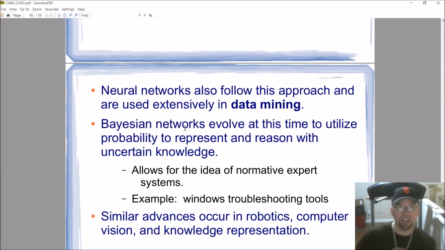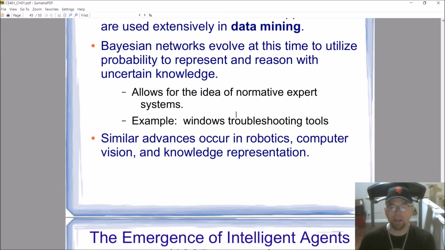If you have a 90% chance of this happening, and then that leads to an 80% chance of this happening, then that leads to a 30% chance of this happening, should I do it, kind of thing, right? And so these allow for the ideas of these so-called normative expert systems. Again, examples being troubleshooting tools, and so on, right?